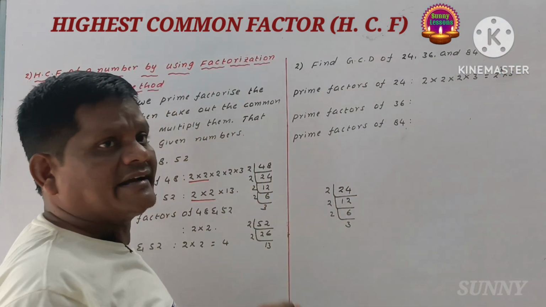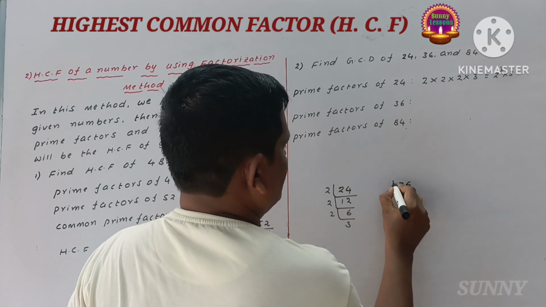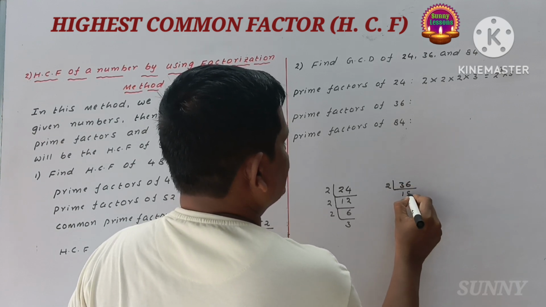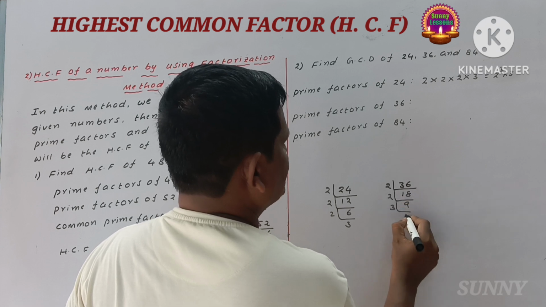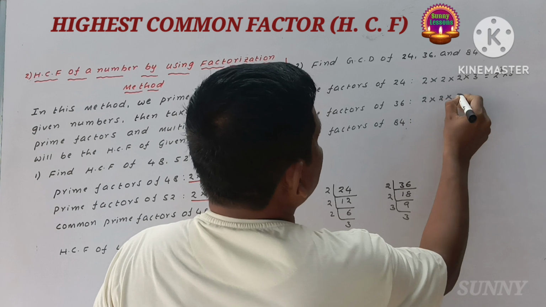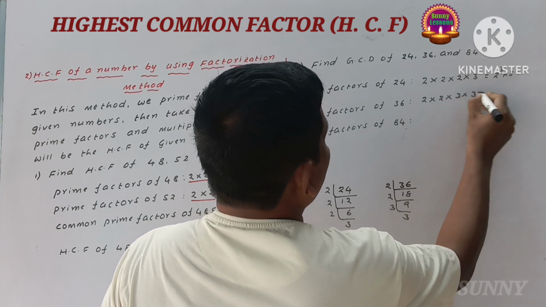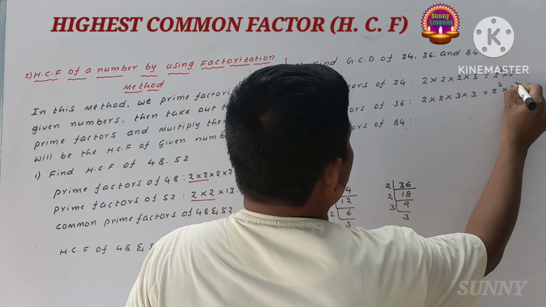Like that, we have to write the prime factors of 36. 2 18s, 2 9s, 3 3s. So 2 into 2 into 3 into 3. We can write this simply as 2 square into 3 square.